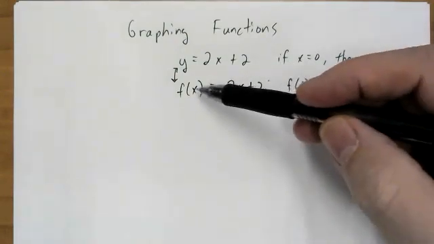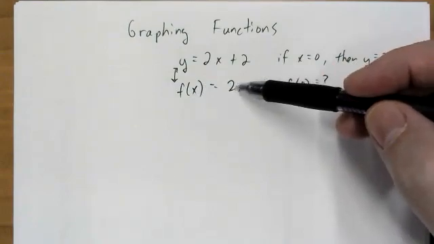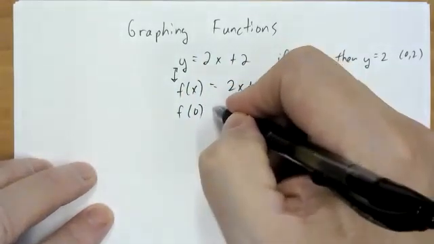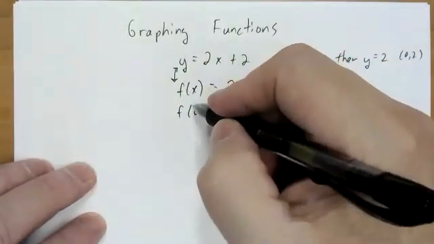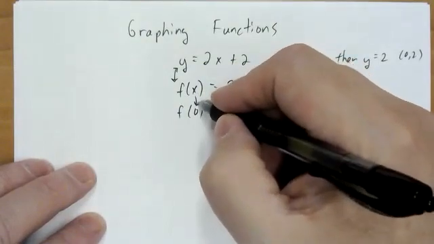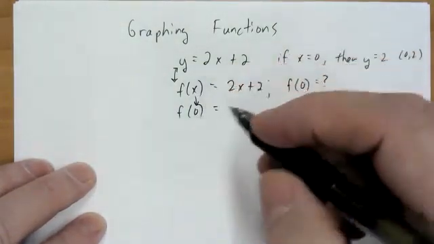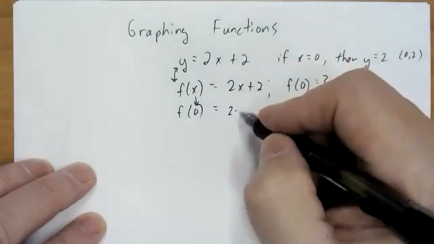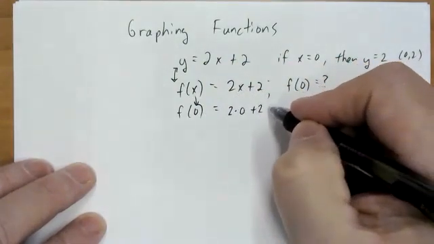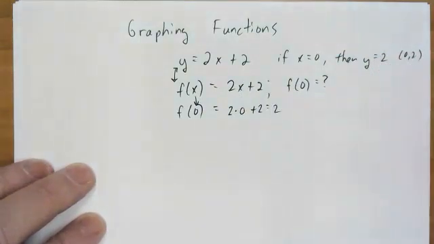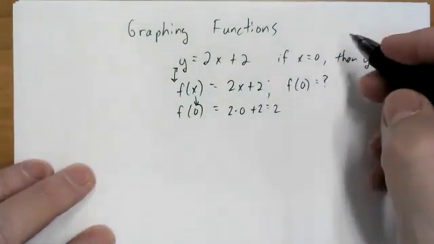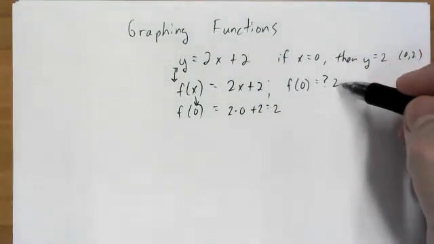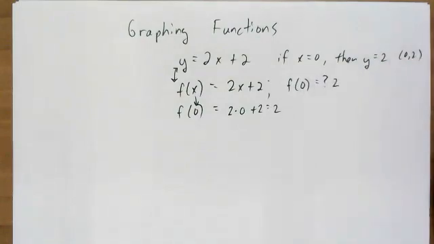F of 0 says every place you have an x in this function, you replace it with 0. So f of 0 means every place I have an x in my function, I replace it with 0. So that means 2 times 0, plus 2, and that equals 2. So we say f of 0 equals 2. This is saying the function equals 2 when x is 0.